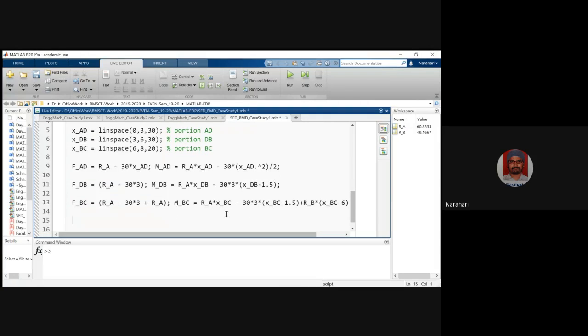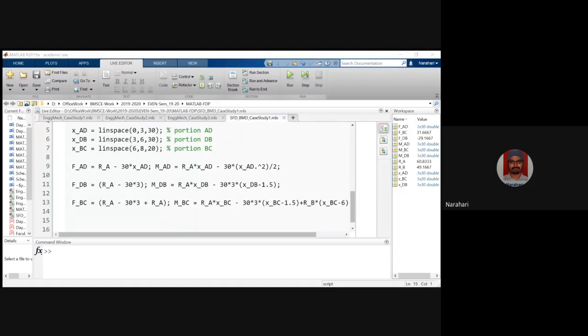Now before I merge these separate vectors, I'll just run this for your understanding. You can see here it has already populated. These calculations are done. So you have FAD, FBC, FDB, MAD, MBC, MDB, RA, RB, XAD, XBC, XDB. Now let me just merge these things.